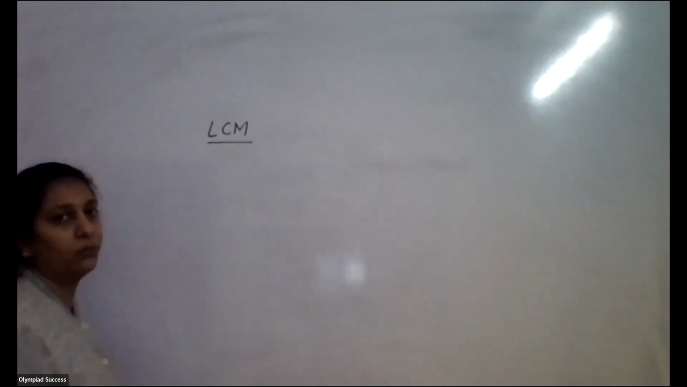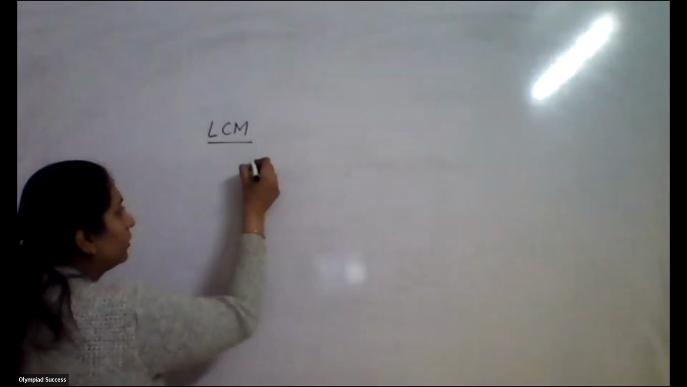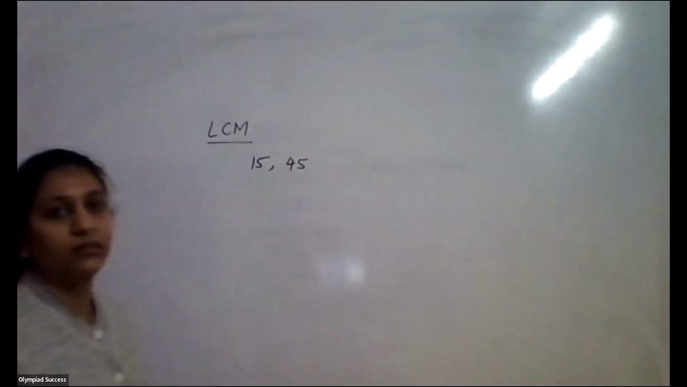Least common multiple, lowest common multiple, both are correct. Now, how to find the LCM of 15 and 45? Can you find what is the LCM of 15 and 45?